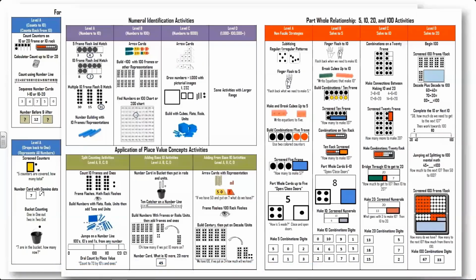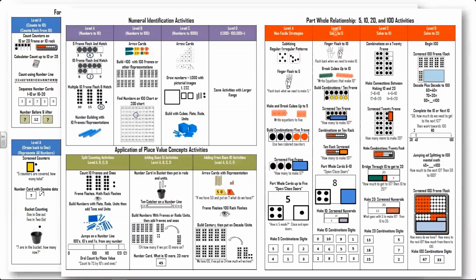What this is designed to do is, if you are looking at this, you want to say, okay, the child's a level A. Level A means that they're using non-facile strategies or can't make 5, all right? So if you take a look under level A, all the activities have to do with 5. Now, if a child is a level B, it means they can solve the 5, but take a look. These aren't 5, these are 10. So the way that this is set up, you just look at the level and go straight down.